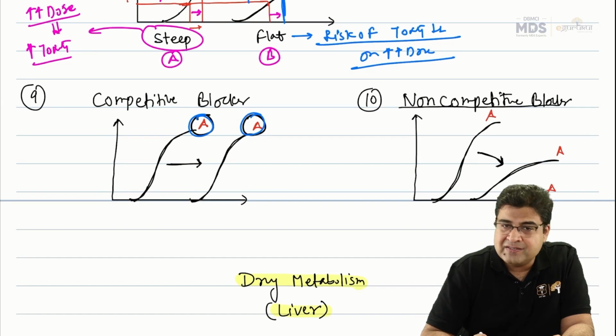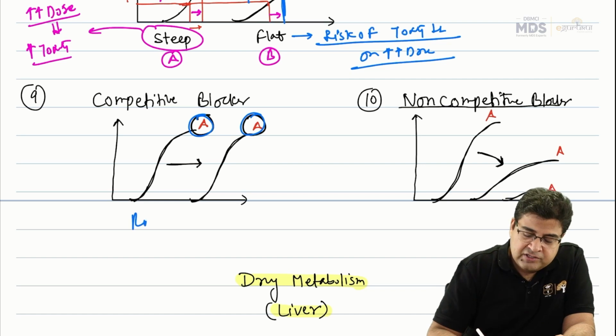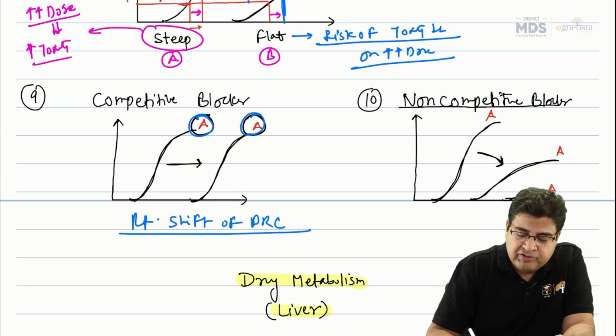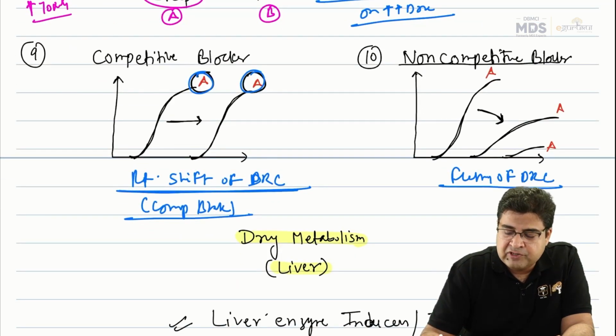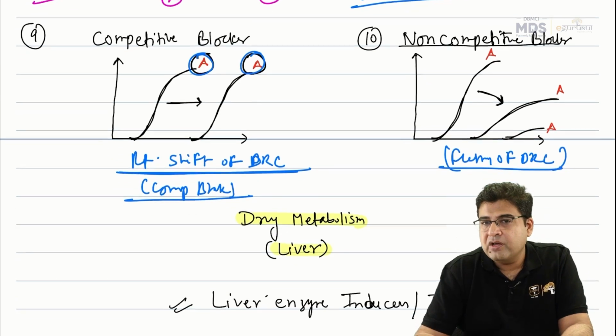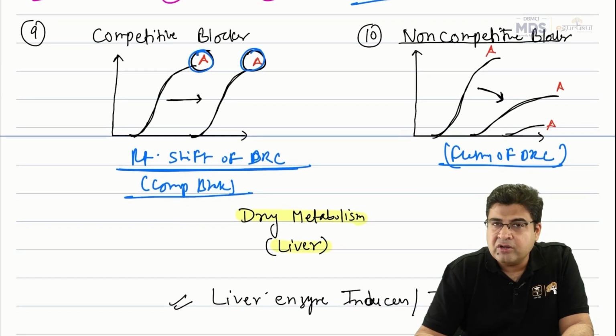you can see the shift of the position of the DRC. Here the DRC of drug A is shifting towards the right side. So we call it a right shift of DRC, and this right shift of DRC is a property of a competitive block. And when there is a flattening of DRC, this will show you the non-competitive block. So flattening of DRC shows you the non-competitive block.